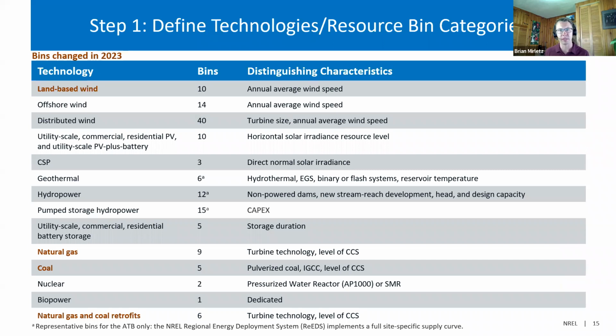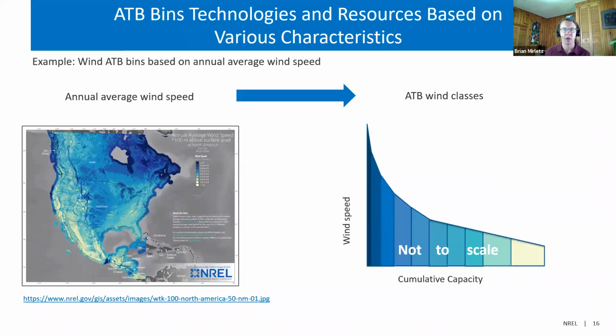The summary of bins is listed here and the distinguishing characteristics between the bins for each of the technologies represented. An example of how the bins are generated is on this slide for land-based wind. So we use resource data throughout the contiguous United States in order to develop a supply curve. The bins typically have a little bit more resolution at the higher end of the wind speeds where the wind resource is more likely to be developed, and then wider bands of possible wind speeds further down the supply curve.